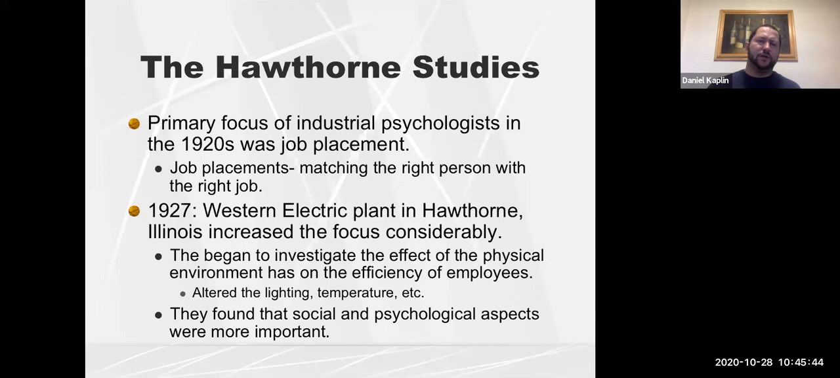Long story short is that they were looking at job placement and wanted to match the right person with the right job. So Western Electric became interested in what would increase efficiency in employees. So they messed around with things like temperature and lighting. And ultimately the Hawthorne studies found that not just temperature and lighting played a role, but other social and psychological effects were even more important.